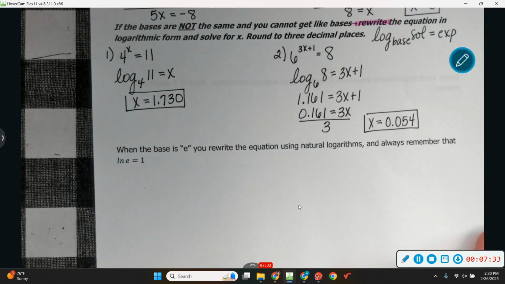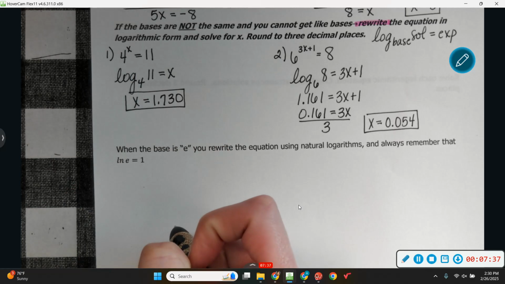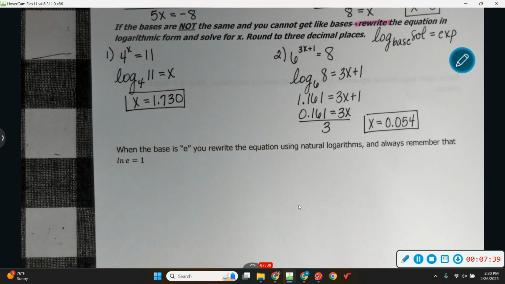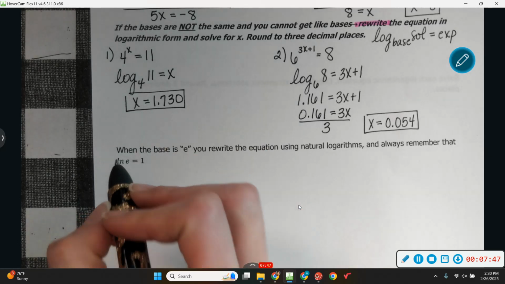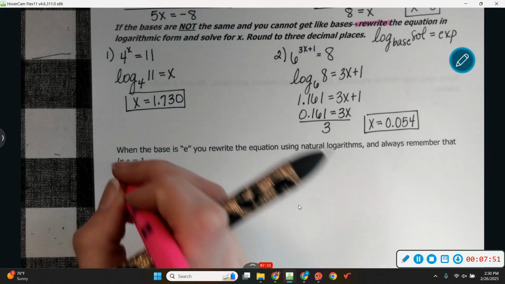Okay, so what if instead of a base of a number, you have a base of e? That is when you're going to use the natural log when you rewrite it instead of just the common log. Okay, not the common log, but log. So remember that the natural log of e is equal to 1.